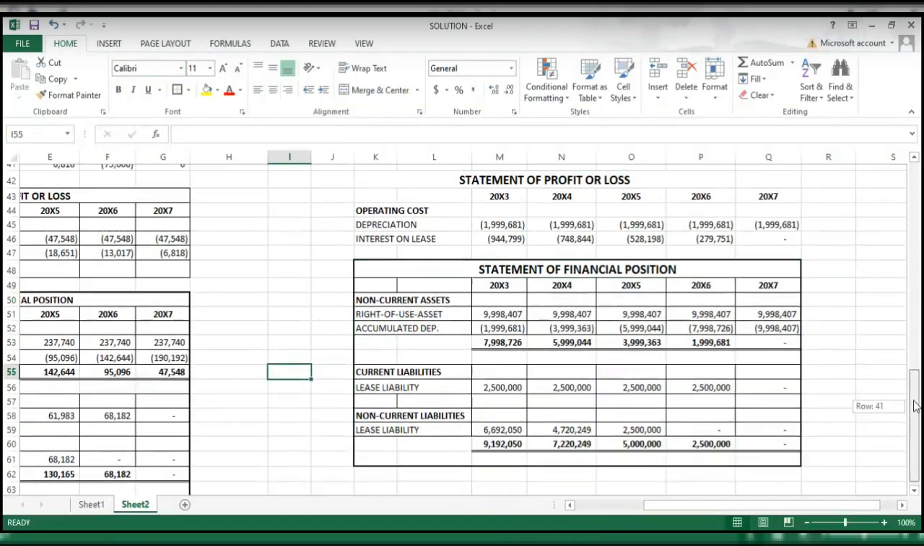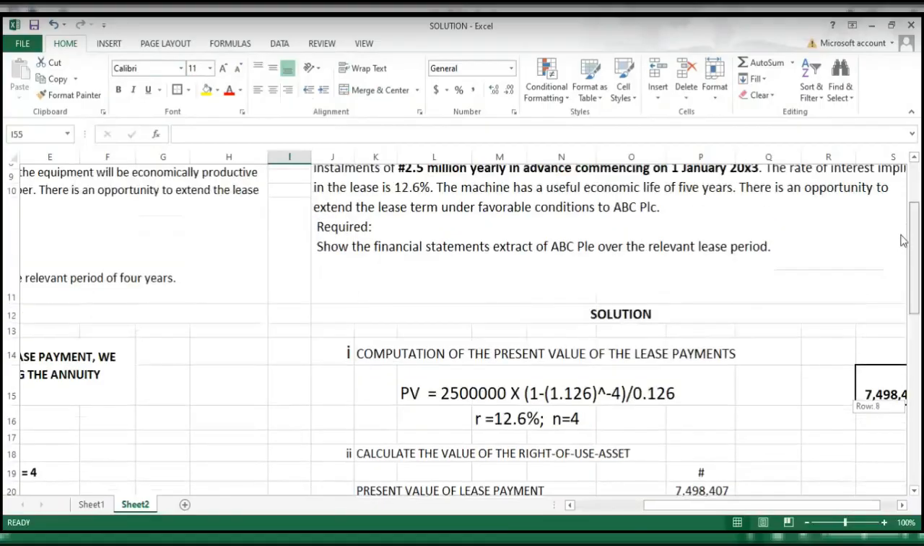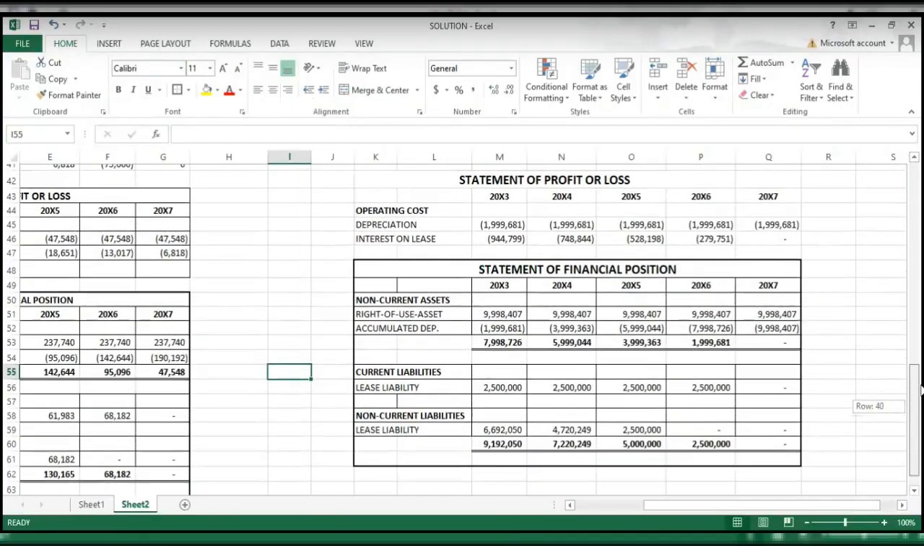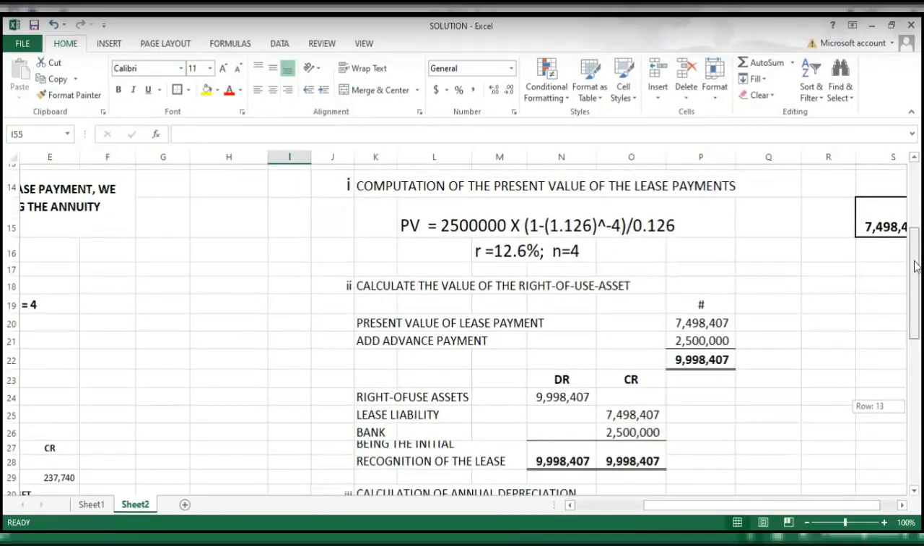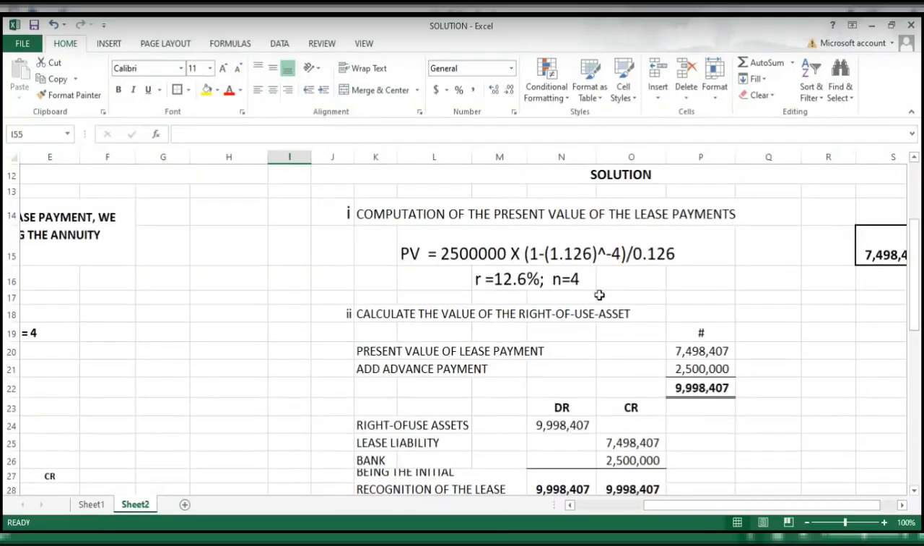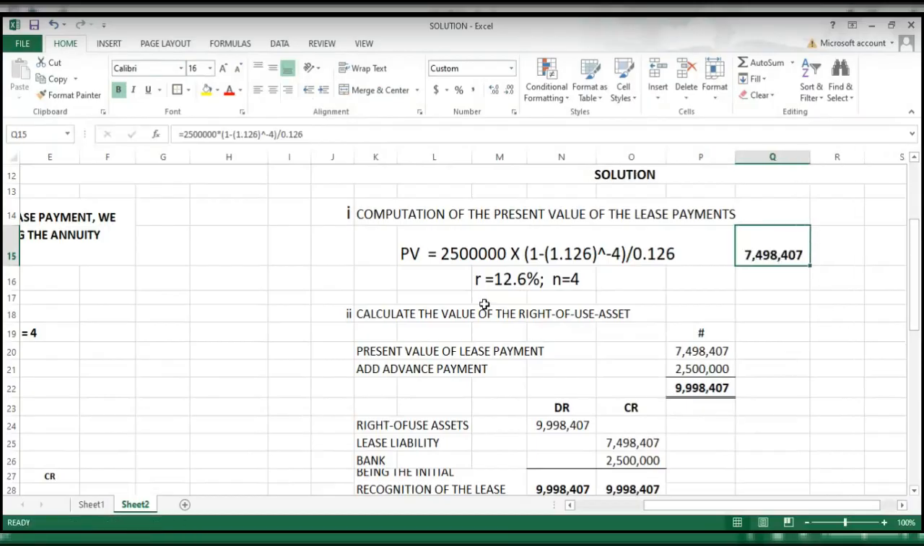We have had examples of payment in arrears and payment in advance. You can see the steps to treating items of lease. First, determine the present value of lease payment, which is going to be the liability over the lease term. And then we calculate what?